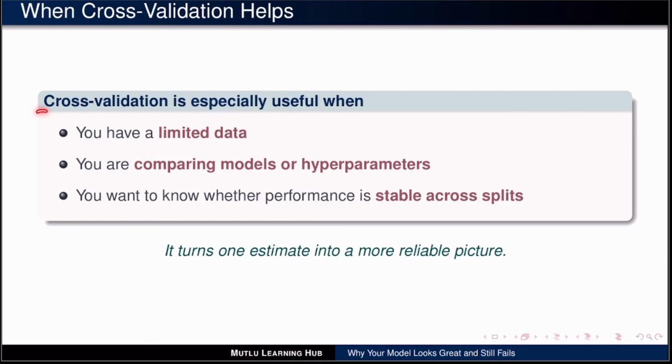Cross-validation is especially useful when data is limited because you want to make the most of the data you have. It's also very useful when you are comparing models or tuning hyperparameters. And more generally, it helps when you want to know whether a result is stable or whether it depends too much on one lucky split. So instead of getting one estimate, you get a more reliable picture.